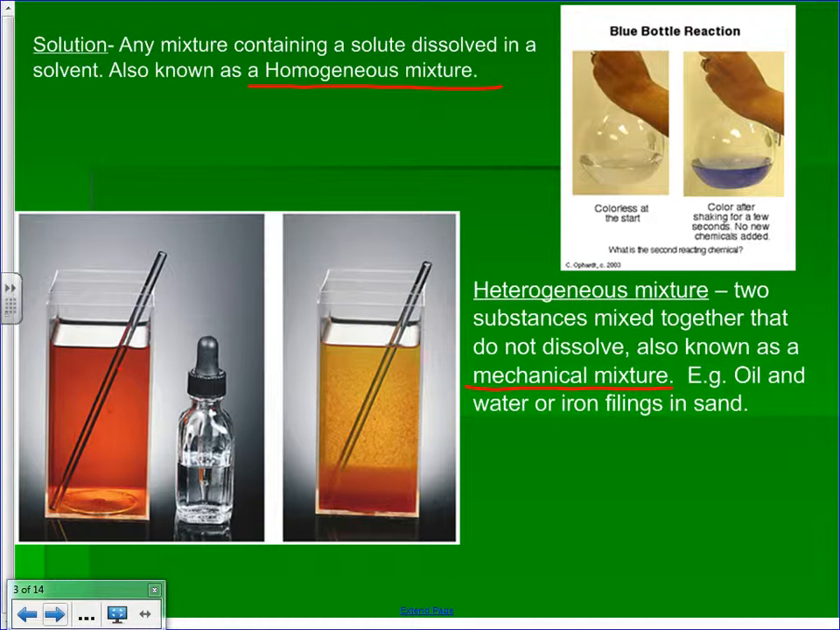Everyone okay with that? So those are two important terms: homogeneous mixture, heterogeneous mixture, solution, mechanical mixture. We need to understand what those are.